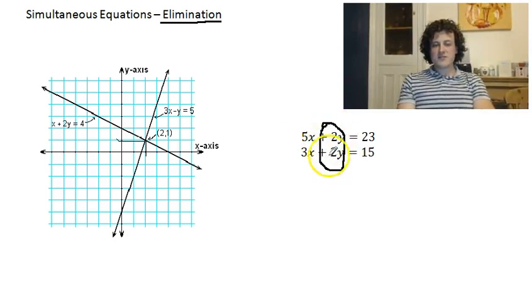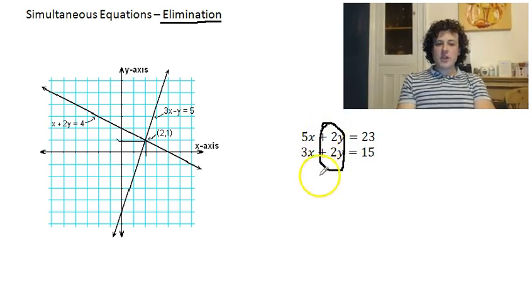Now they're both positive, so the way we're going to get rid of them is to subtract. And the way I remember it is if the signs are the same, you subtract. Bit of alliteration, can't go wrong. The signs are the same, they are the same. Signs are the same, subtract. So we're going to take away the entire equation from the other equation.